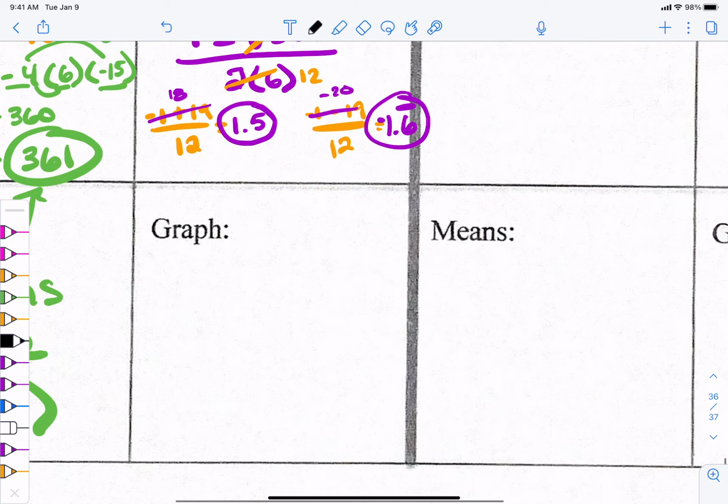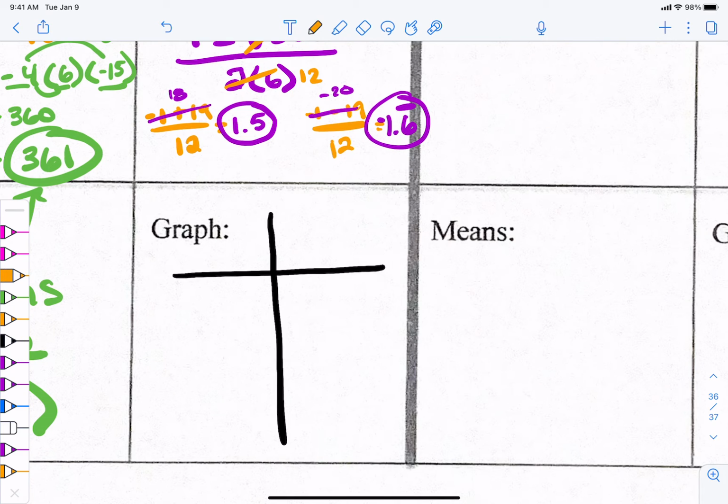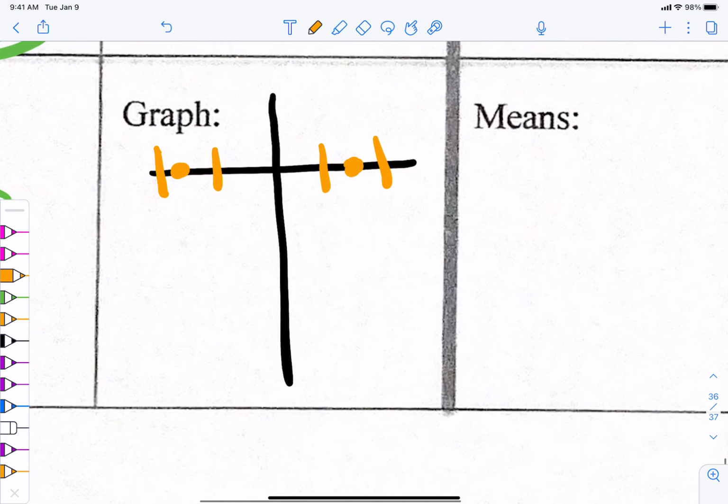Let's look at the graph here. It is crossing at two places, negative 1.6 and positive 1.5. So about there, and then a little bit over halfway. That's where it's crossing.